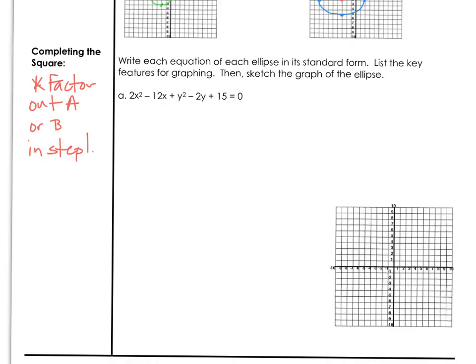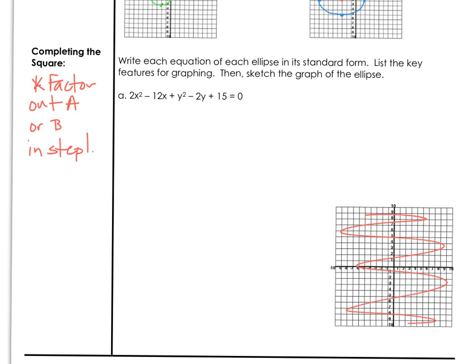Finally, we have the task of completing the square. What we're going to be given is our equation in that second degree form, and we need to determine how we know it's going to be an ellipse and not a circle, and then write it in the standard form and list the key features. I think that's all we'll do. I don't think we're going to graph this one. Let's just do those parts, and that should be plenty.